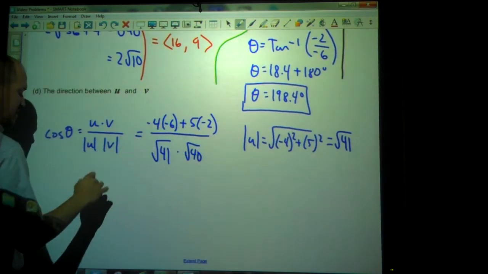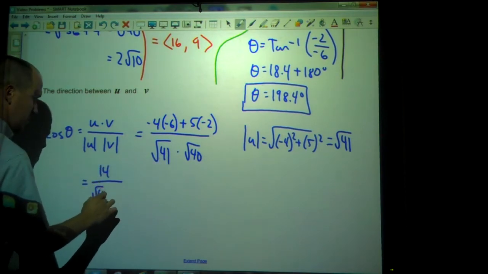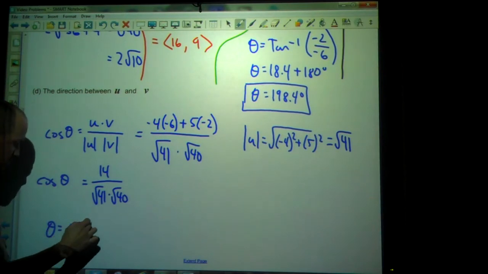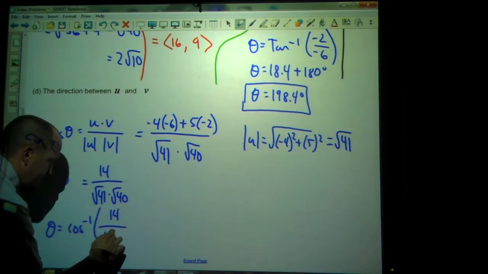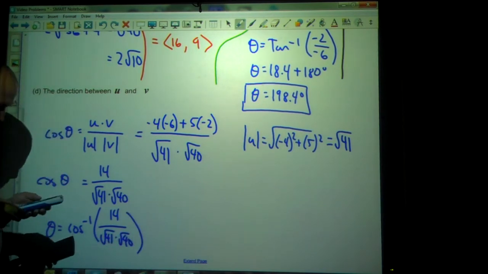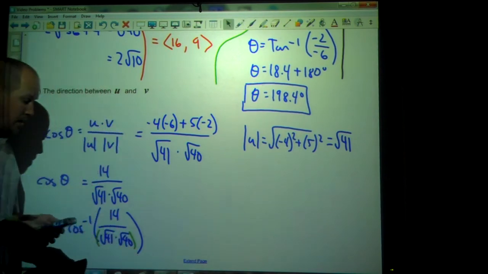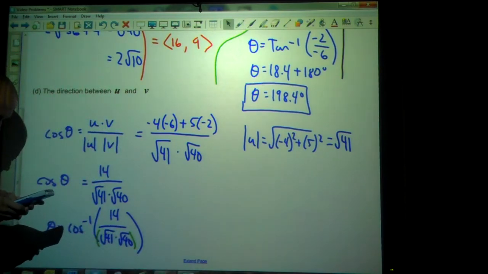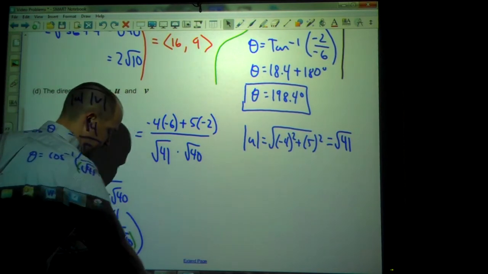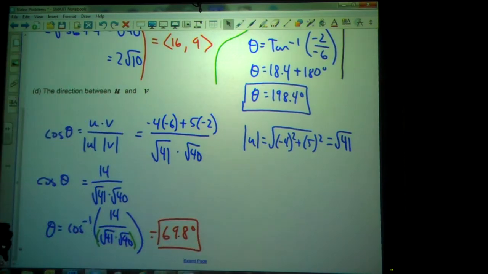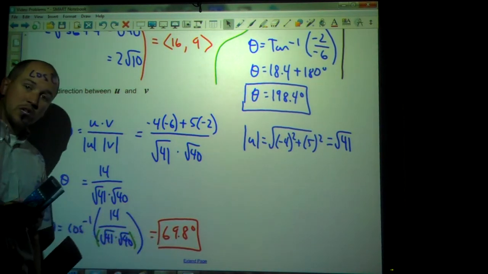So 24 minus 10 is 14, divided by these guys. And I'm just going to take the inverse cosine of that. Make sure the entire denominator is in parentheses. I got 69.8 degrees. That's the angle between the vectors. This will always be less than 180.